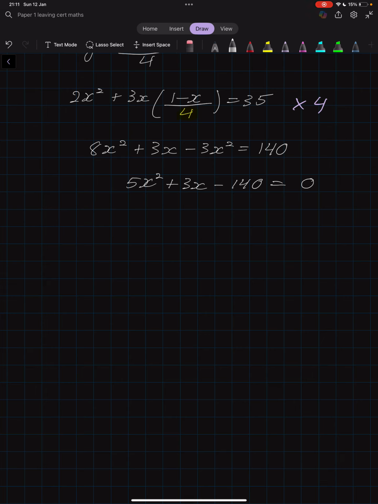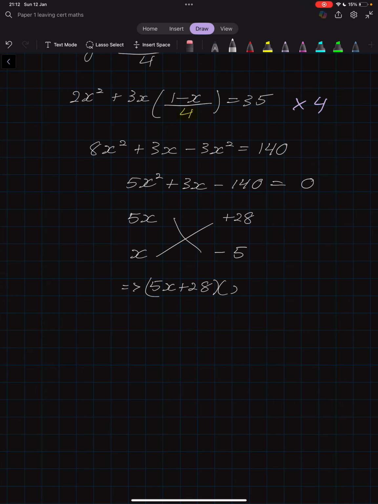So I end up with this. This factorizes into 5x and x, and this is going to be plus 28, and this is going to be minus 5. So again, this becomes 5x plus 28 times x minus 5 equals 0.